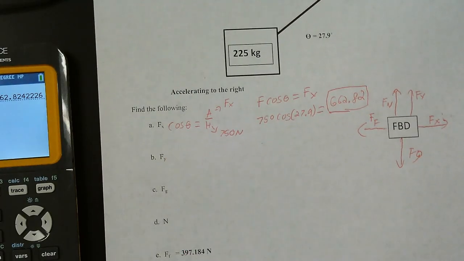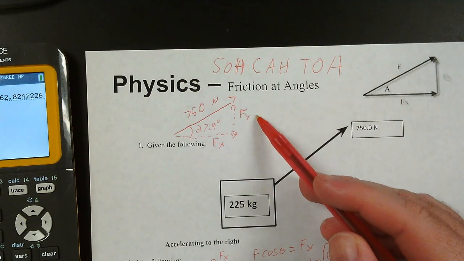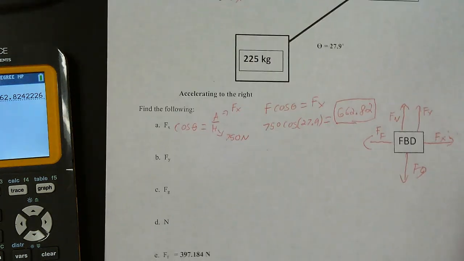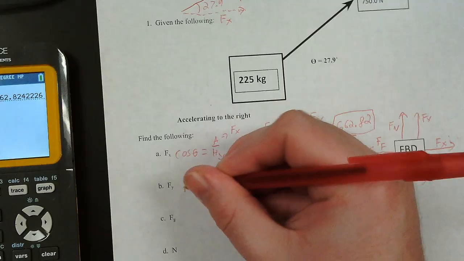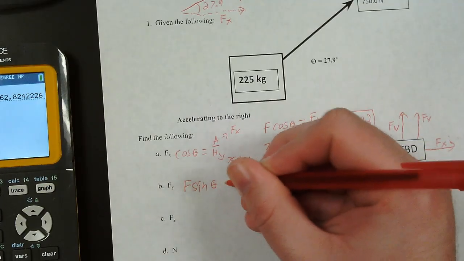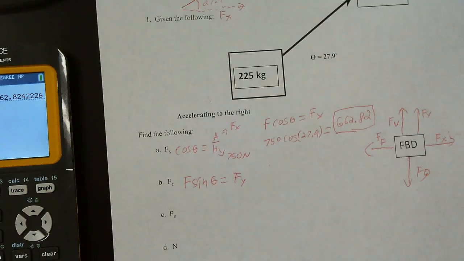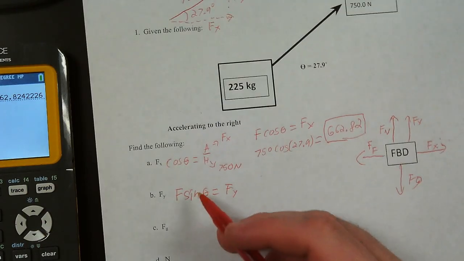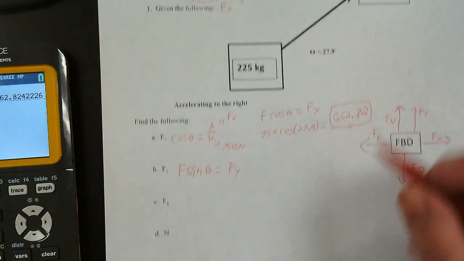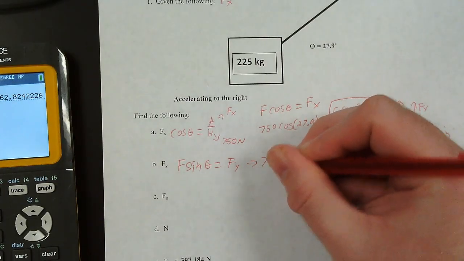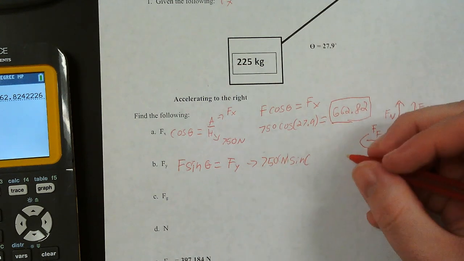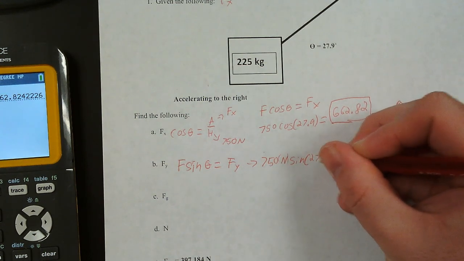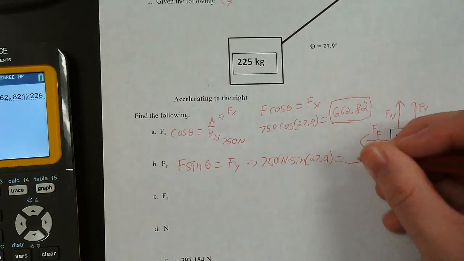Next thing it wants me to find, that is Fy. That is my opposite side of the triangle. Opposite and hypotenuse, that would be sine. It's going to be the same format as this, but instead of F cosine, it's going to be F sine. This would be F sine of the angle equals Fy in this case. F sine theta equals Fy. This force is going to be my force at an angle again, which is again 750. So this is going to be 750 newtons times sine of 27.9. And that's going to equal my answer.